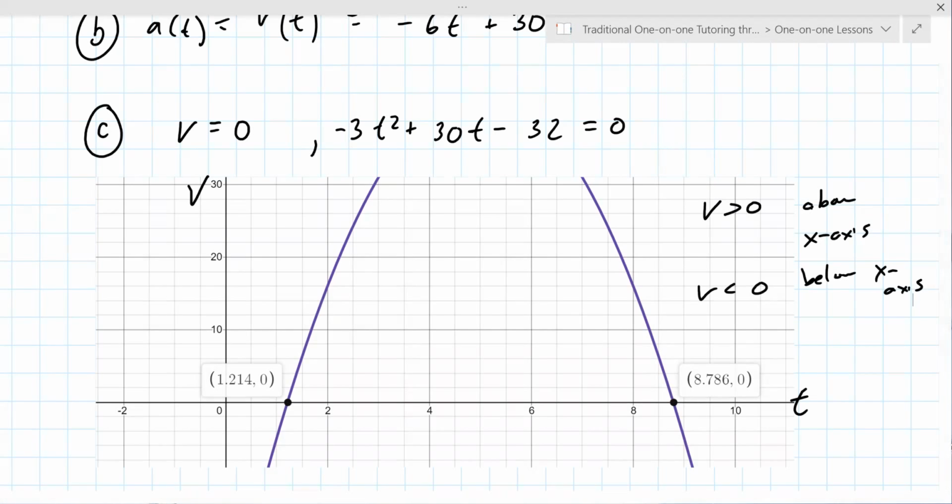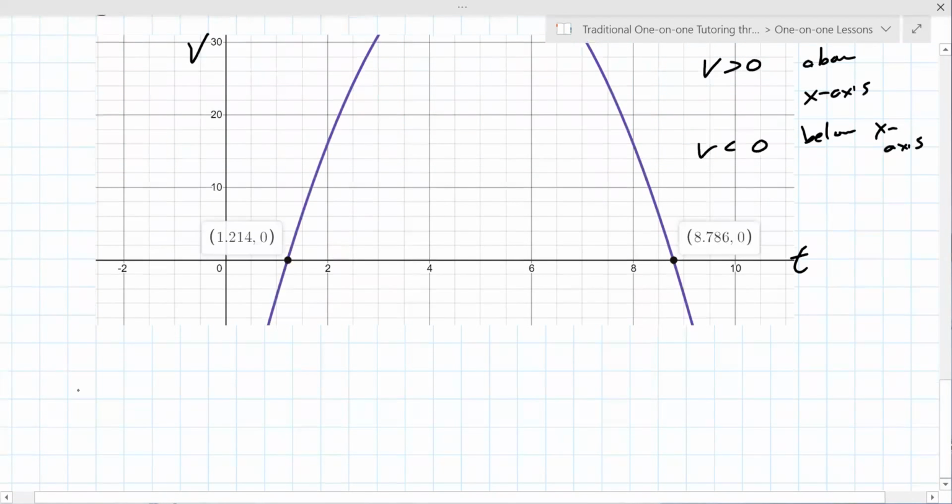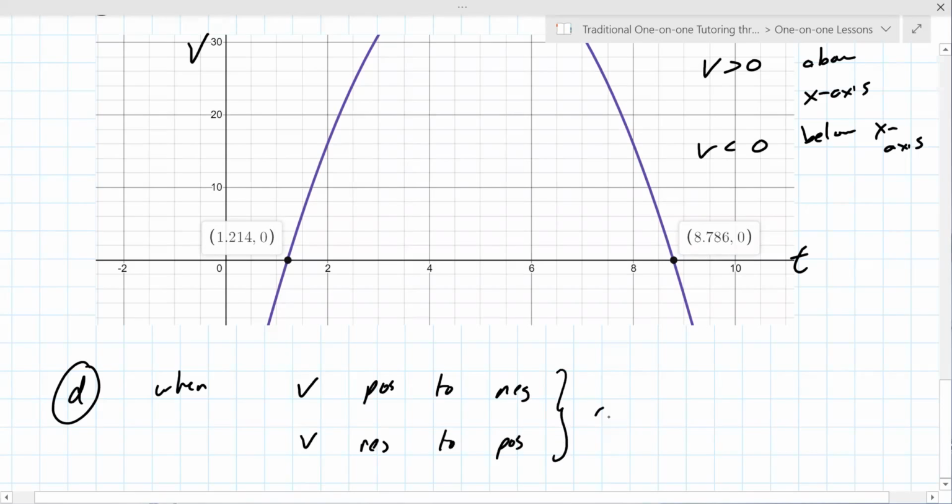At what value of t does the particle change directions? It changes directions when velocity goes from positive to negative, or from negative to positive. Essentially, a crossing. So it's the zeros again. Yes, it's those two answers. You write just the t values: t equals 1.214, t equals 8.786.